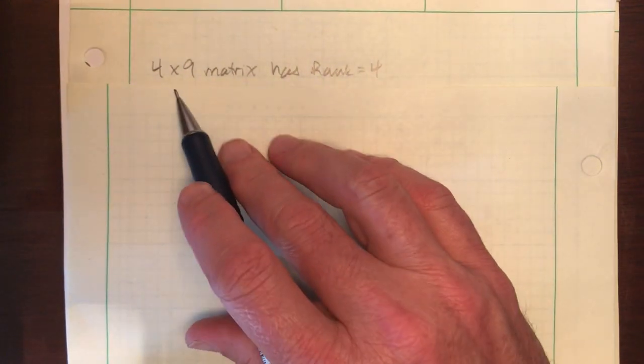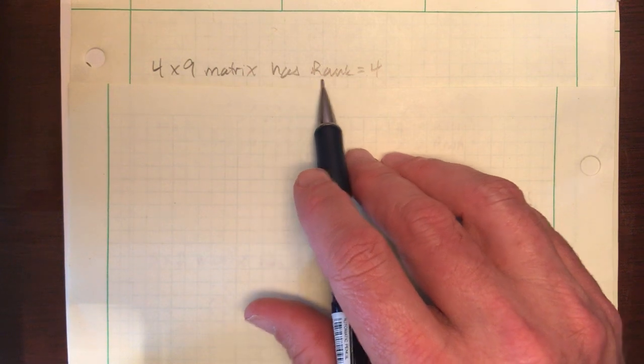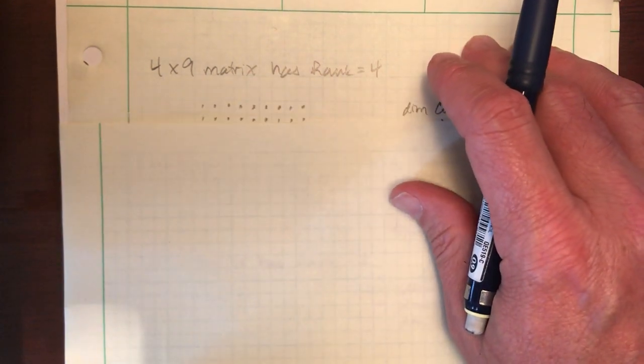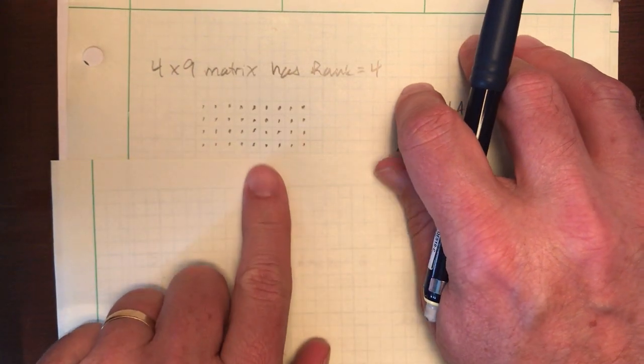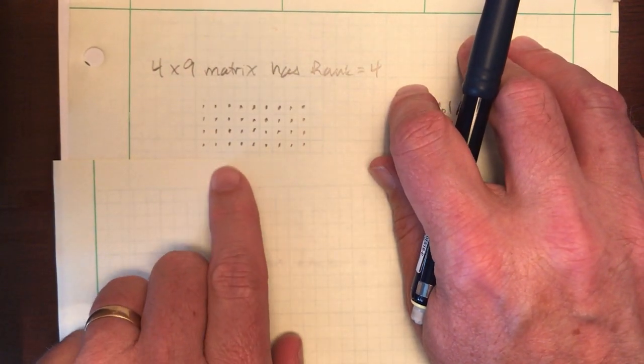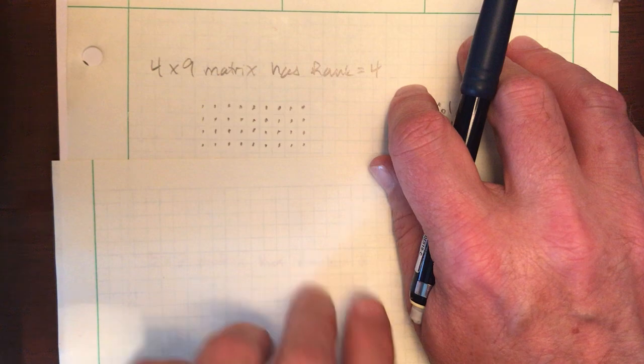Let's look at another set of problems here. So I'm going to give you a generic setup. Let's imagine a 4 by 9 matrix, and we're told it has rank 4. This isn't always necessary, but it is occasionally nice to just visualize, oh right, 4 by 9, it kind of helps to put little dots there.